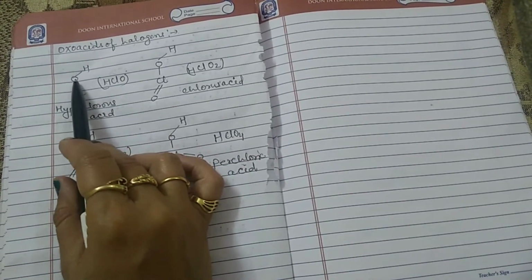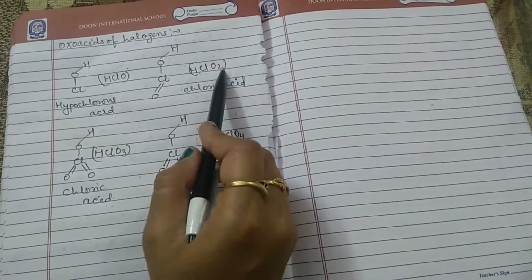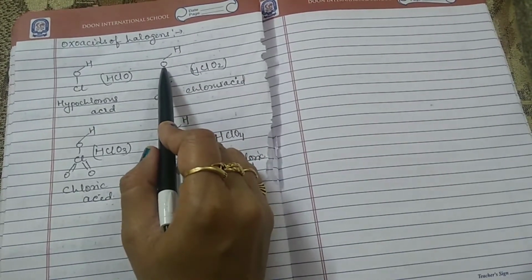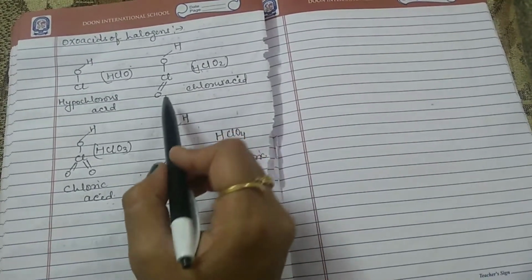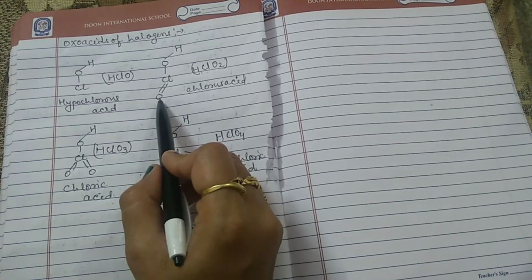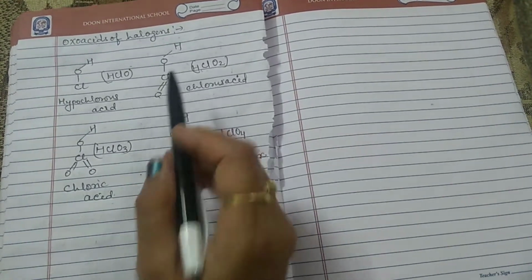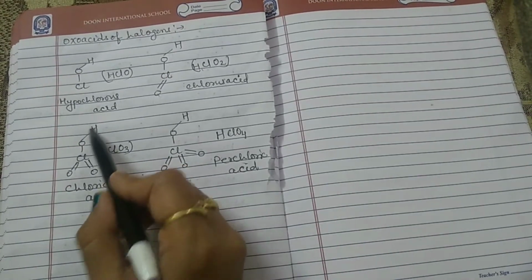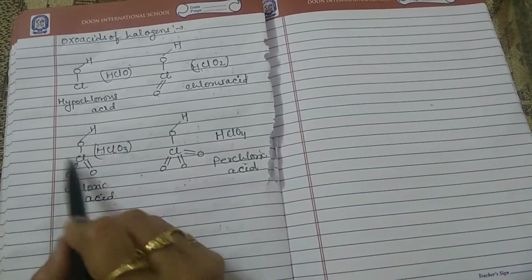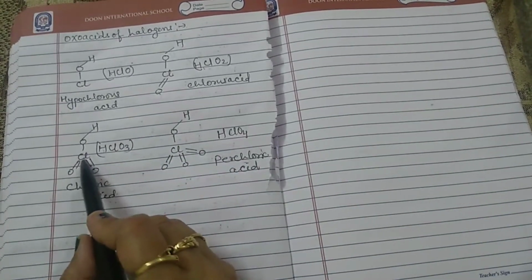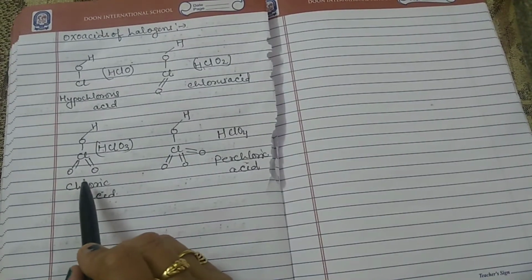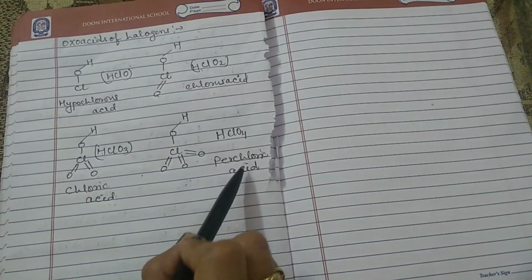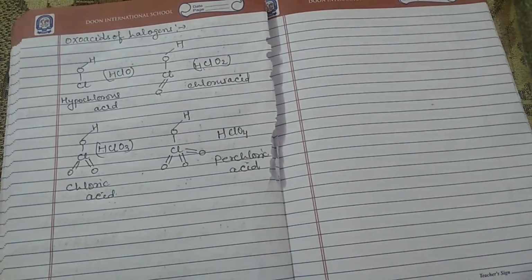Here one H is present, O, that is Cl. HClO2, here again the O is attached with a double bond and Cl is single. Now HClO3, that is the chloric acid. Now one O is bonded with a single bond to Cl, then two oxygens are connected with double bonds, and this one is the perchloric acid, that is HClO4.